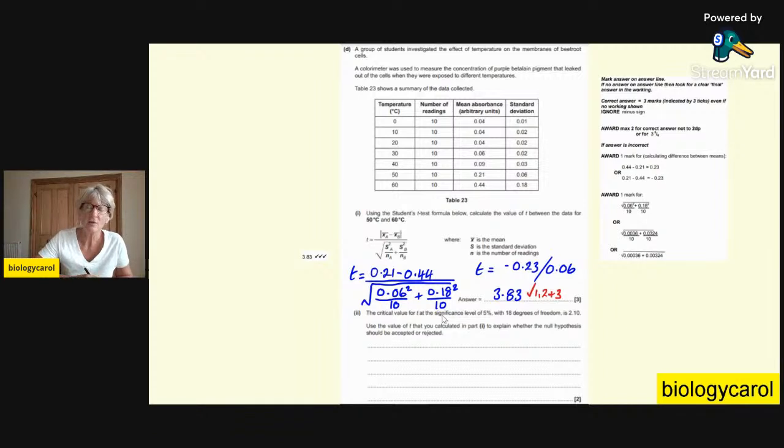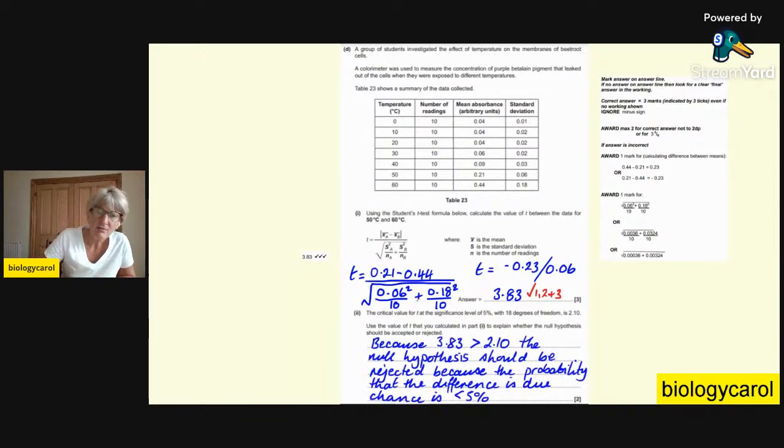Use the value of T that you have calculated to explain whether the null hypothesis should be accepted or rejected. Here is what I wrote. Because 3.83 is greater than the critical value, the null hypothesis should be rejected. So if we're talking about critical values, for AS level, notice I'm talking about those critical values in the statistical table, not p-values, very different.